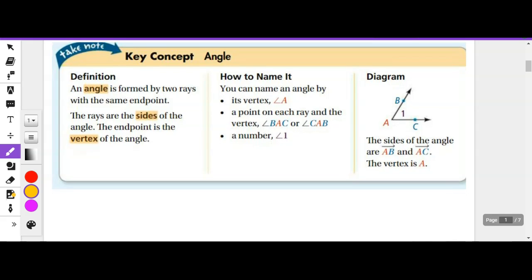So what is an angle? An angle is formed by two rays with the same endpoint. The rays are the sides of the angle and the endpoint is the vertex.